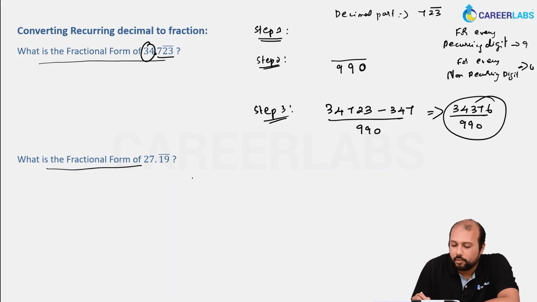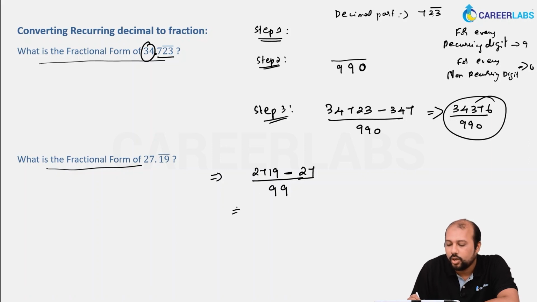So we'll quickly do one more example. What is the fractional form of 27.19, where both 1 and 9 are recurring? Very simple. Step 1, focus on the decimal part. The decimal part is 19 and both of them are recurring, so we will use 9 for every digit. So there are 2 9s. There is no non-recurring digit in the decimal part, so you don't worry about 0. Now as far as the numerator is concerned, take the entire number as it is, 2719 without a decimal, remove the bar, and subtract the non-recurring digits from it, which is 27.